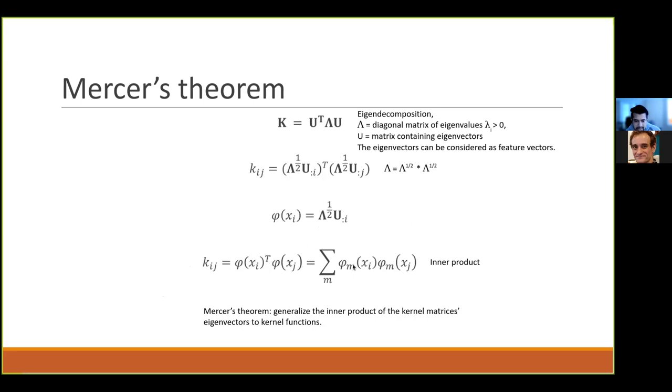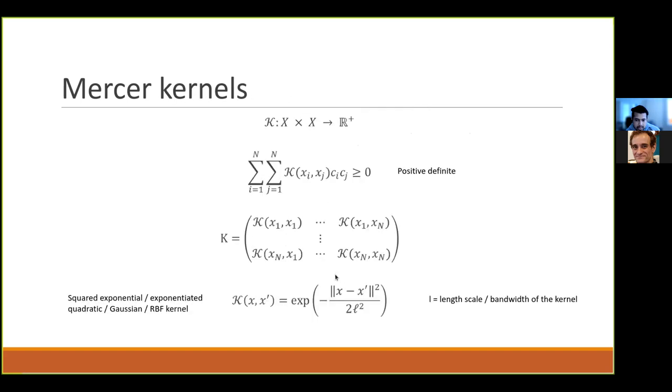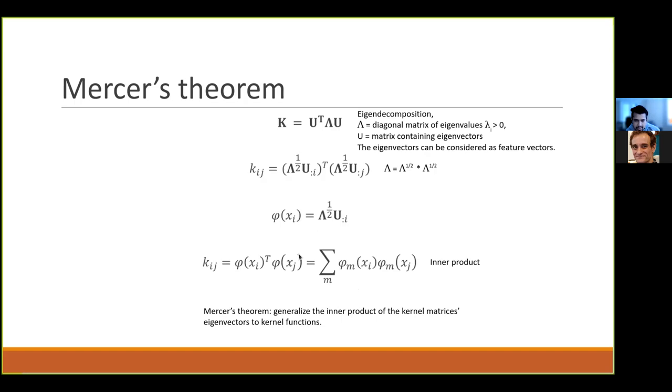This function is going this way, and this one is going this way. You can see it's basically an inner product. So Mercer's theorem generalizes this inner product from the kernel matrices that we saw previously to functions. We have these kernel functions, and we are changing our view from the matrix to function space. That's the concept of Mercer's theorem.